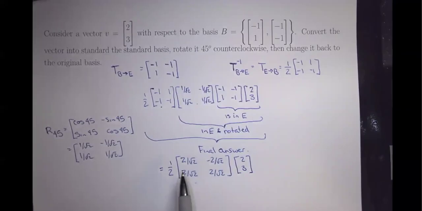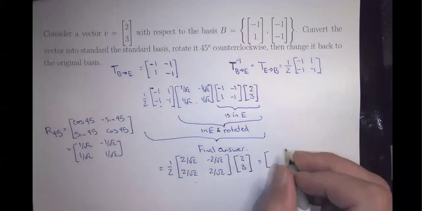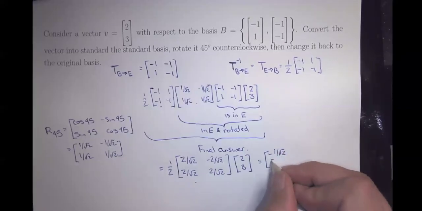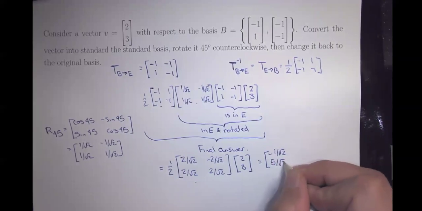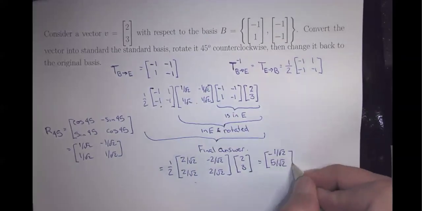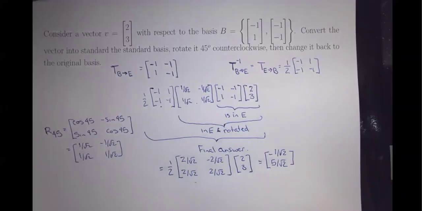And in fact, if we were really being cute, we could cancel out the 2's with the 1/2 out front. But when we complete that, our final vector rotated is -1 over root 2 and 5 over root 2. And so that is our final answer.